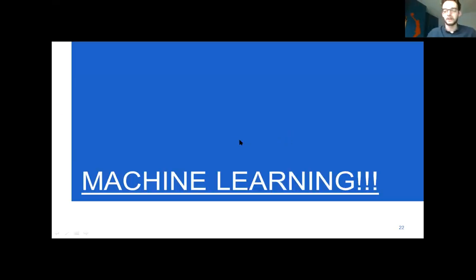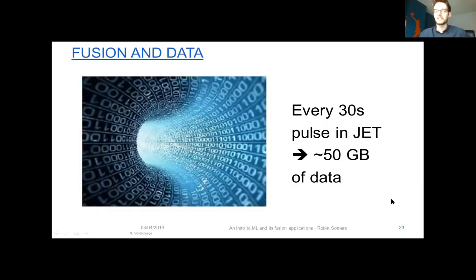Now to the third and final part of this presentation, because this is where fusion will get involved, hence the 3 exclamation marks, of course. So fusion and data, just to give a number. Every pulse in Gent, let's say it lasts around 30 seconds, will produce around 50 gigabytes of data. Nowadays, this is still actually quite reasonable, but for a human to analyze, this is still a lot. If you do a couple of pulses each day, you will need a lot of master students to analyze all of this data.